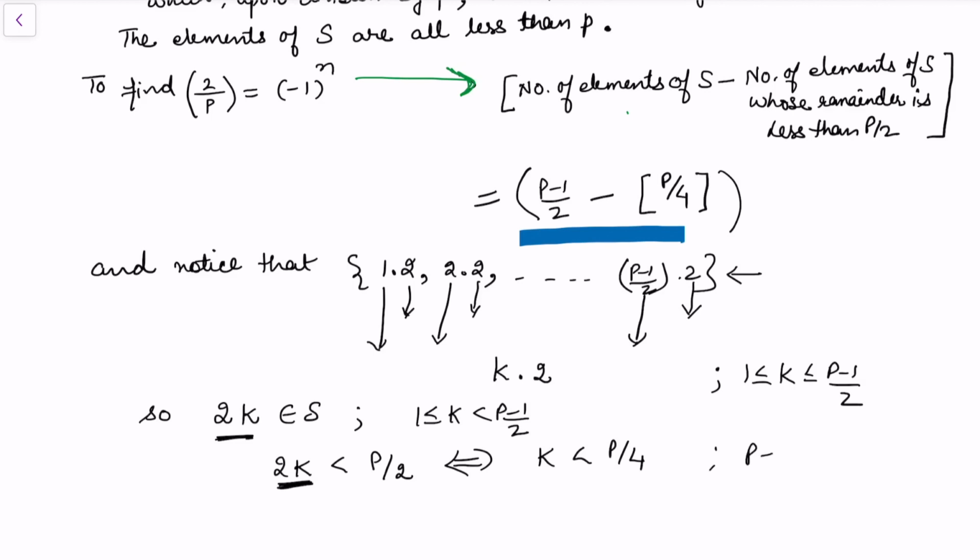So we remember that p is odd. This quantity counts all those elements of S whose remainder is less than p by 2. And what remains now counts all those numbers whose remainder is greater than p by 2, because we have subtracted it from p minus 1 by 2, the total number of elements. So we can write down 2 by p, this Legendre symbol value, as minus 1 to the power n. To count this n, we take the total number of elements minus those whose remainder is less than p by 2.